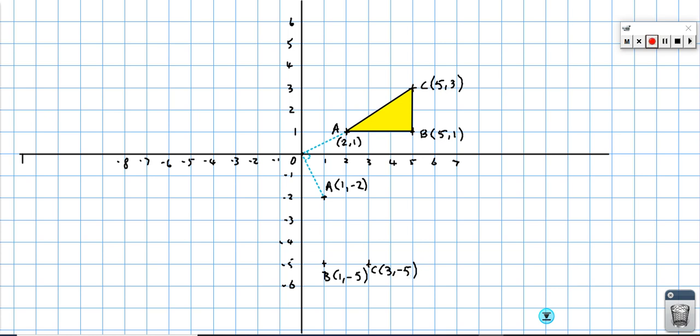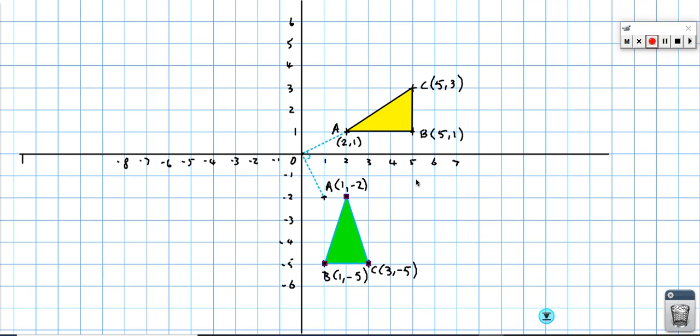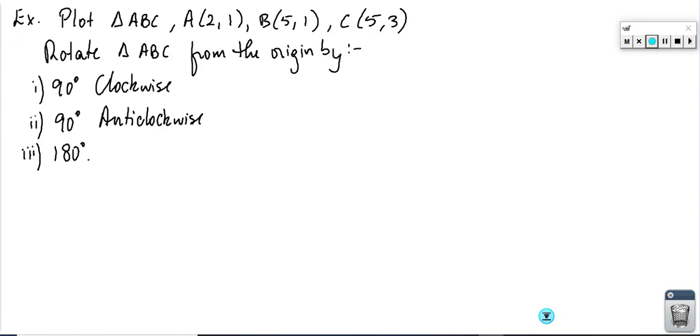Let's draw the triangle so that we'll be 100% certain that it is correct. So I have triangle ABC. That's our rotated triangle. Okay, so that's the rotation by 90 degrees clockwise from the origin, from the coordinate 0, 0. That's a correct rotation, as you can see. So the rule for this transformation, as we've seen through this example, is that we have to swap the coordinates and then change the sign of the y-coordinate. So let's write down the rule for the first transformation.